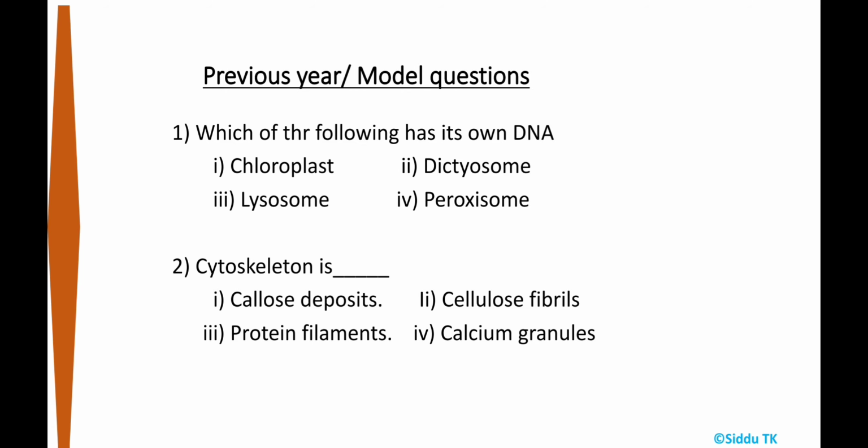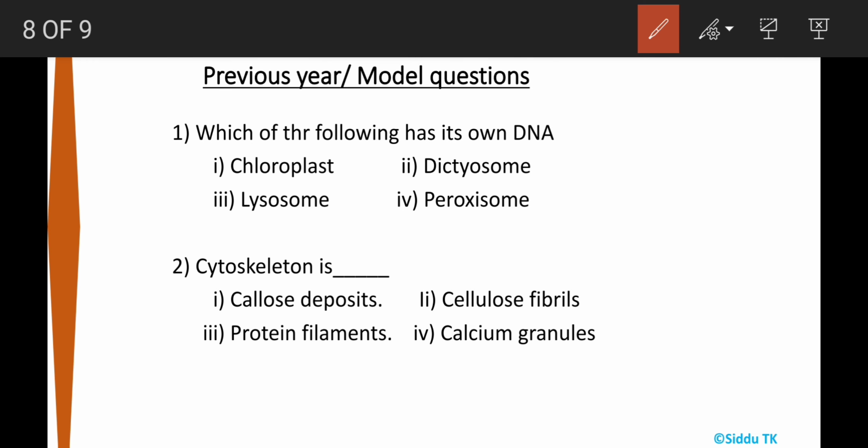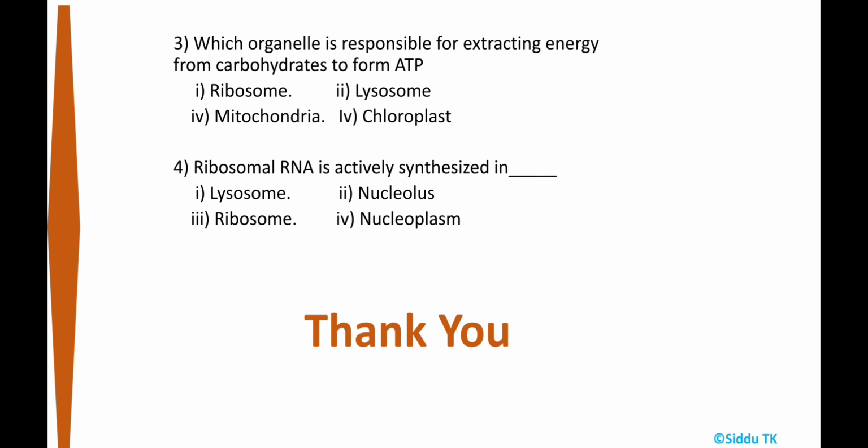These are the questions based on the topic we saw. You can pause and answer the questions. Which of the following has its own DNA? Answer is chloroplast. Remember, chloroplast and mitochondria have their own DNA, and DNA is also present in the nucleus. Next question. Cytoskeleton is made up of protein filaments.